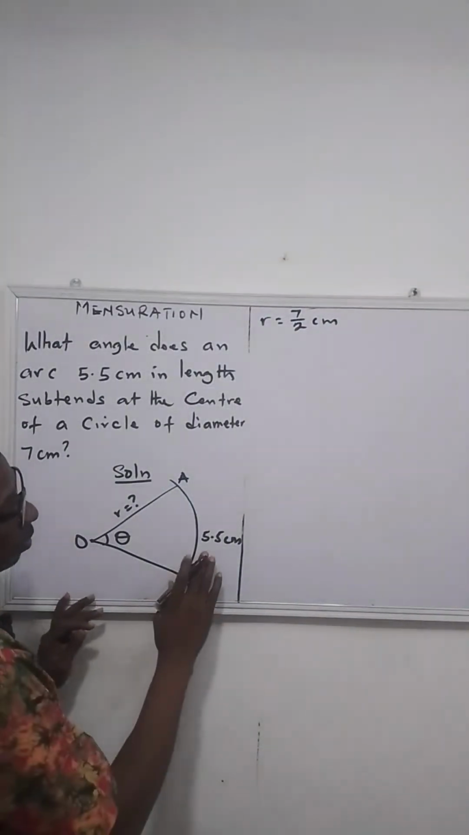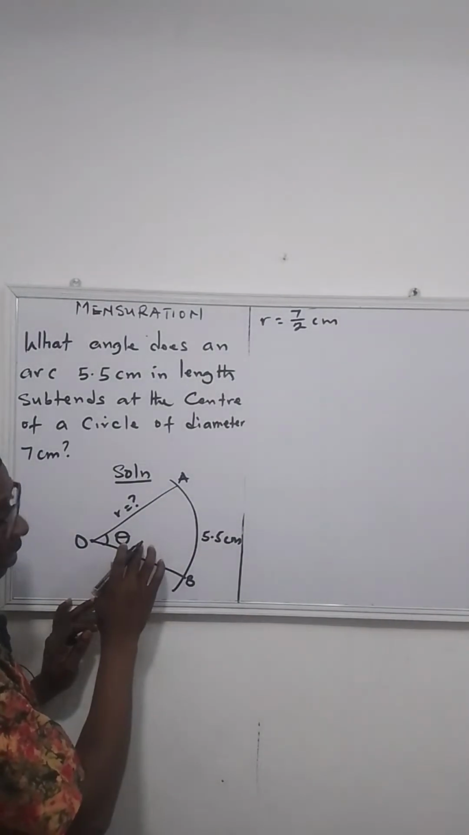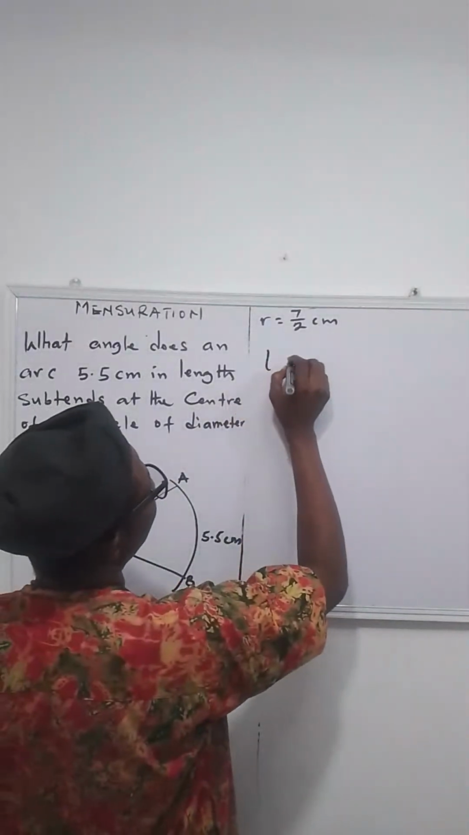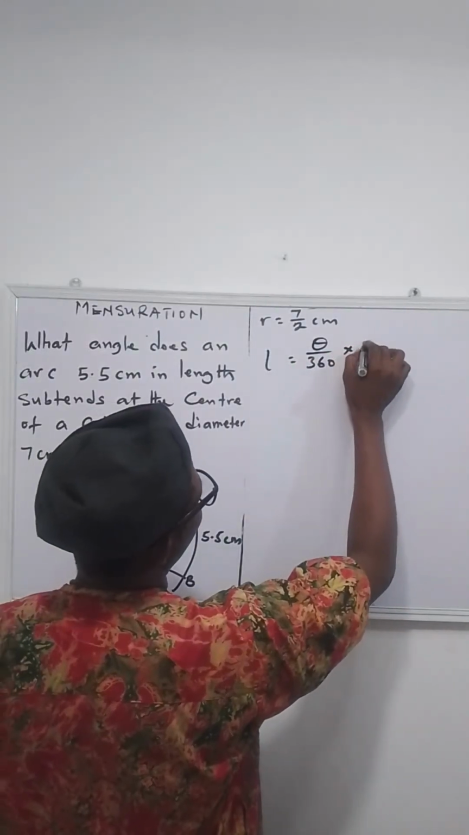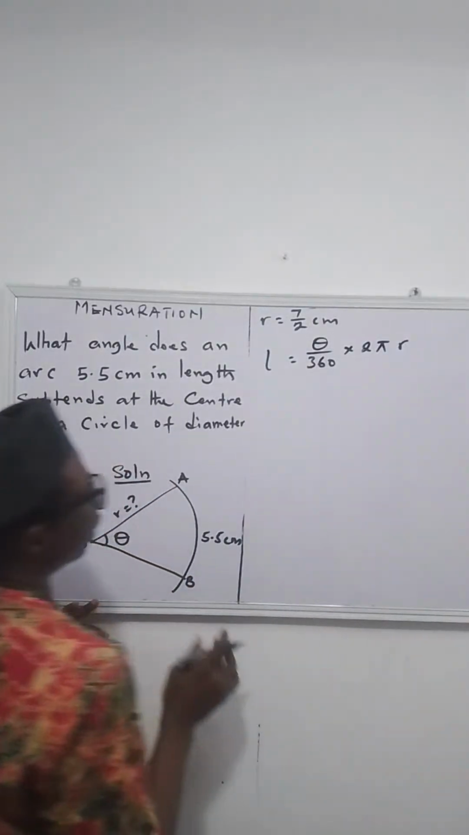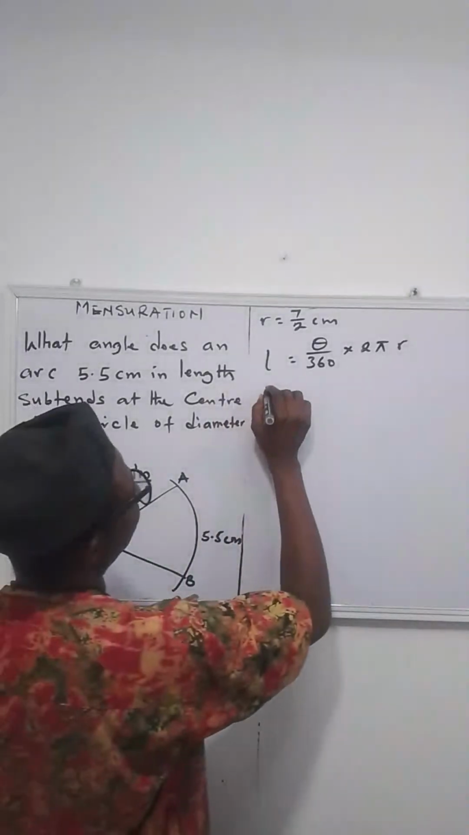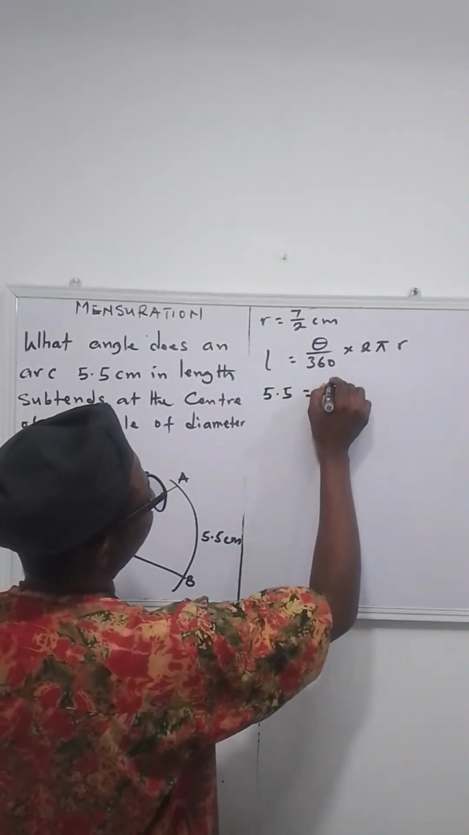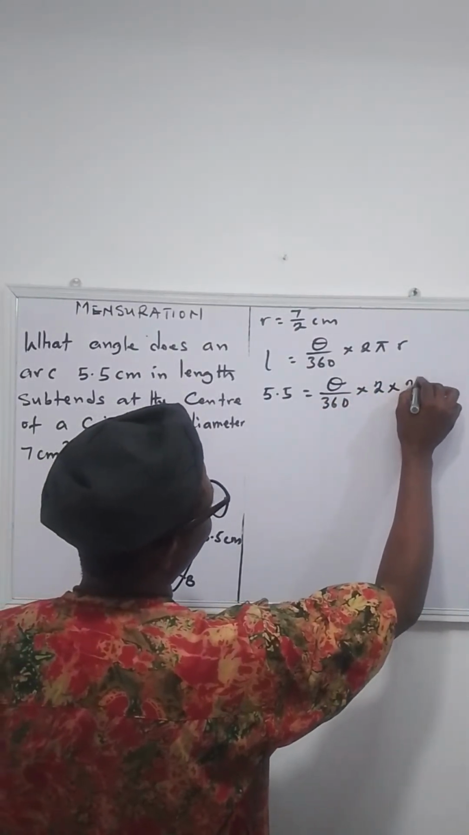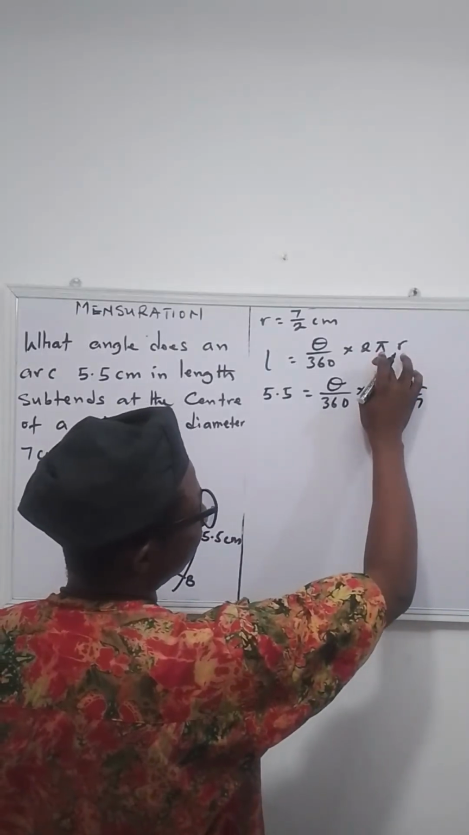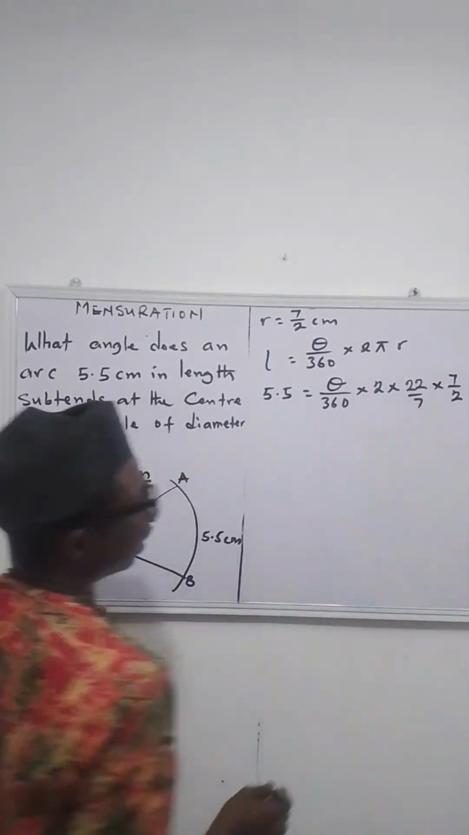Now we are going to make use of the length of an arc to get this angle. We have length of arc equals theta over 360 times 2 pi r. The length of arc has been given, so we are not looking for this. So that is 5.5 equals theta over 360 times 2 times 22 over 7, which represents our pi, times 7 over 2, and that is the radius.